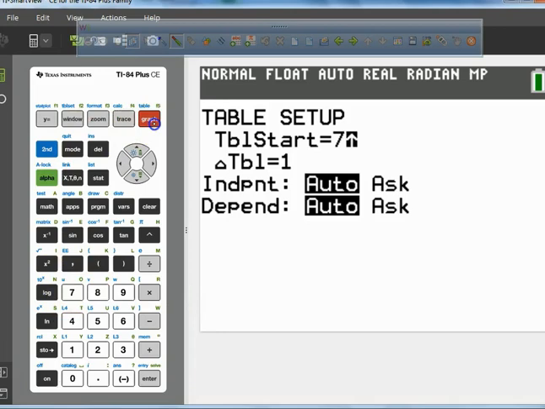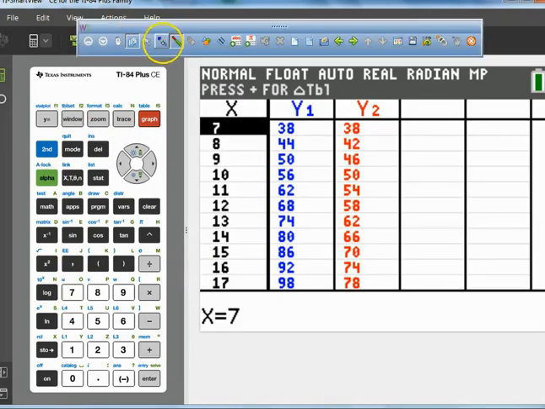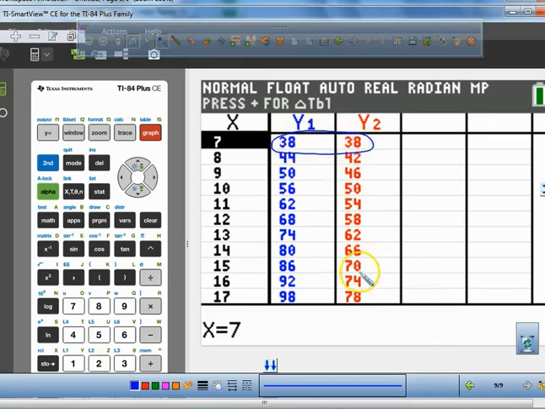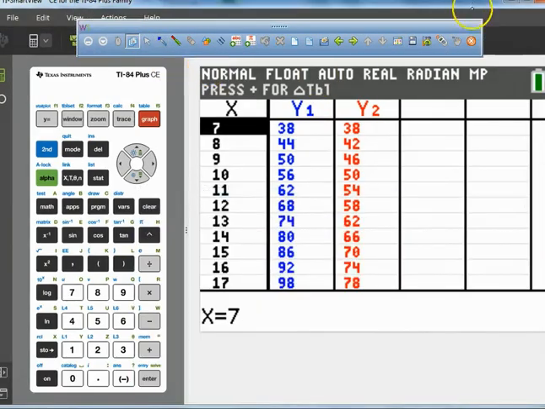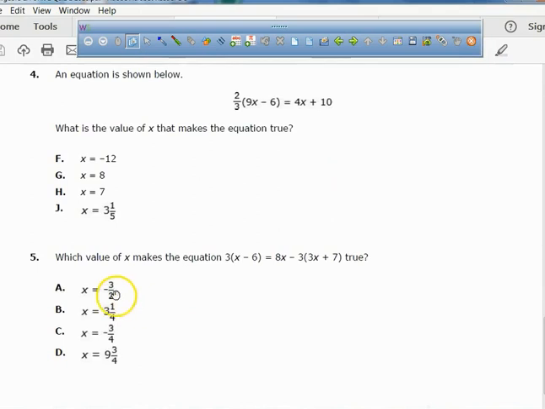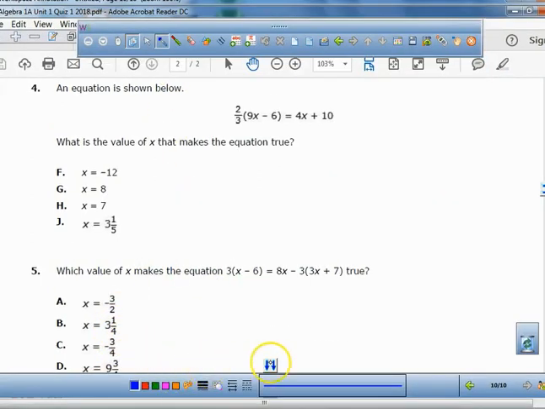Now check your table. Second graph. Why is 7 the right answer? Because the 38s match. That's right. If the numbers match, that's your answer. Number 5, it looks like we're going to change some things to decimals here.